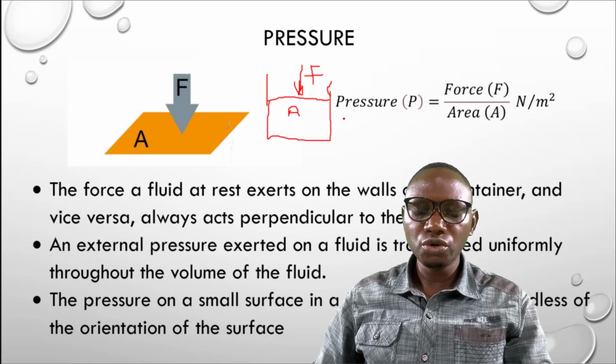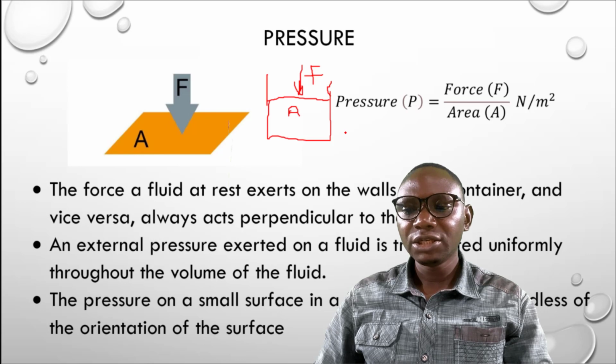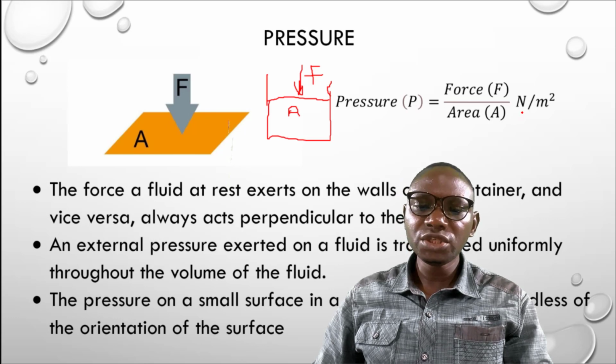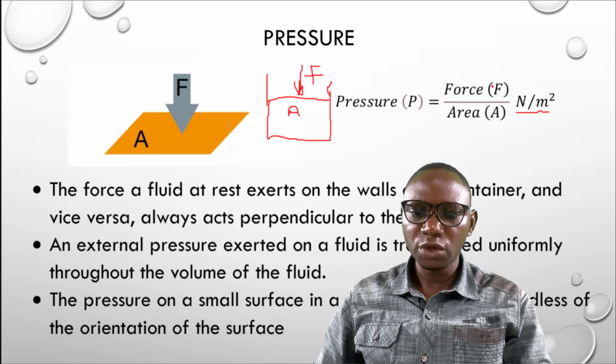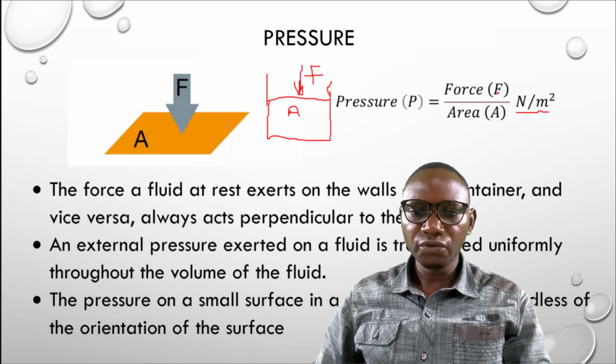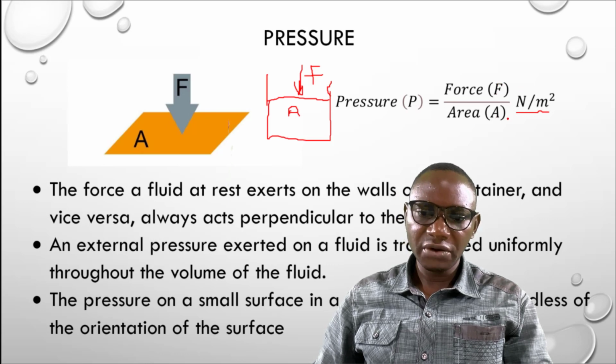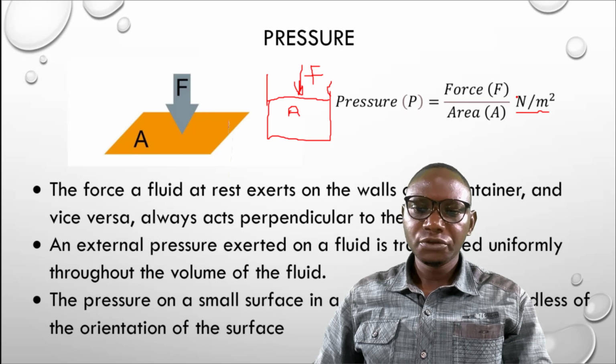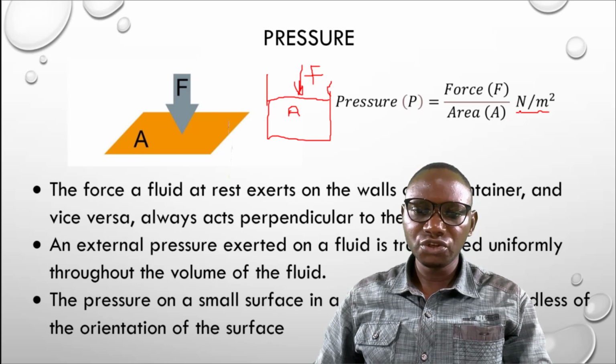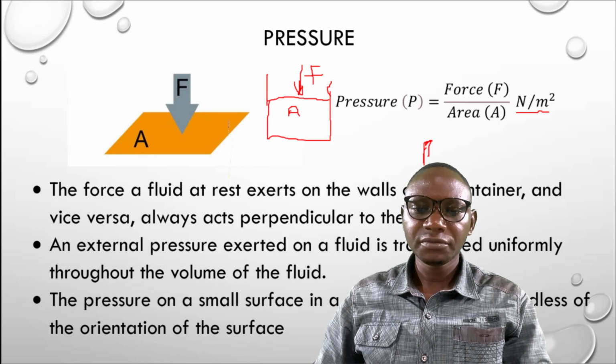You should also note that the force being applied always acts perpendicular to the surface area. And the unit of pressure is Newton per meter square. Like we all know from our previous discussion, the unit of force is Newton and the unit of area is meter square. So the unit of pressure therefore is Newton per meter square. Sometimes it is referred to as Pascal, which is Pa.